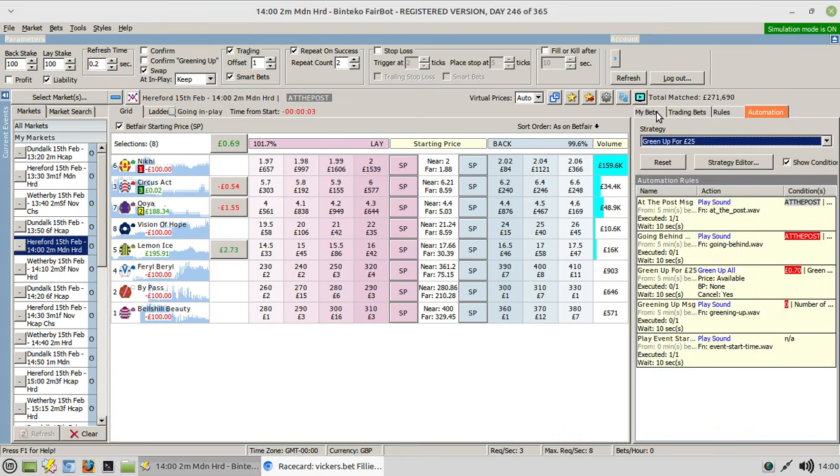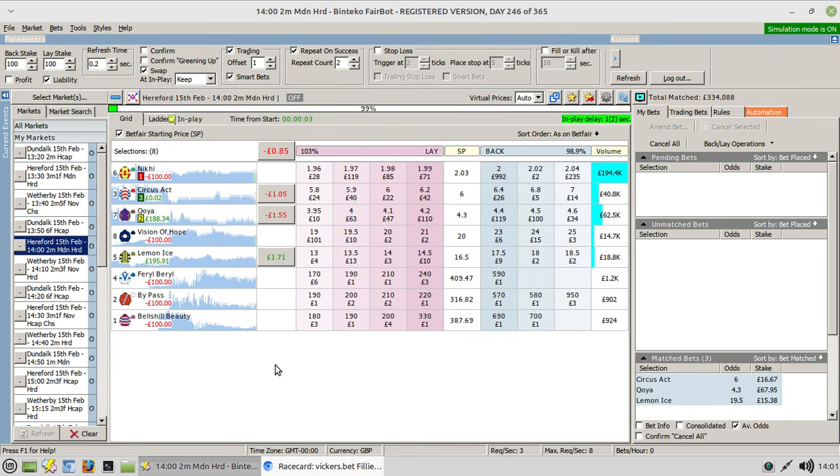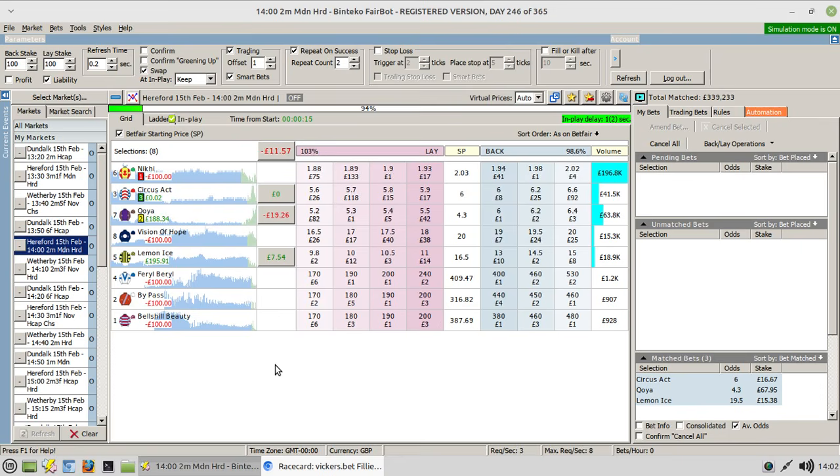Start time. So they're at the post just now. They should be off shortly. Okay, we're off and running. Hopefully we'll get some sort of green up here. As I said, this wouldn't necessarily be a bet for me in real life, simply because of that odds-on favourite. Of course, it's a maiden race as well, and quite frequently the odds-on favourites tend to win these. But we'll see. You'll see Lemon Ice has dropped in nicely, which is good.